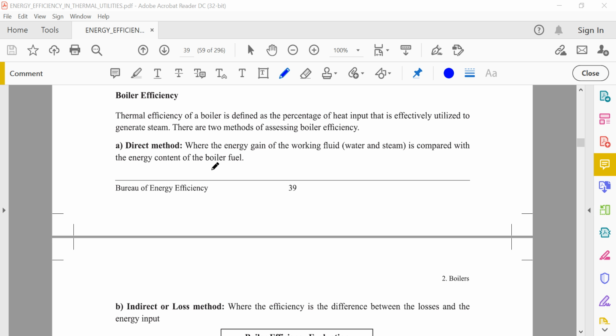In the direct method, the energy gain of the working fluid is compared with the energy content of the boiler fuel. And the indirect method is also called the loss method, where the efficiency is the difference between the losses and the energy input.